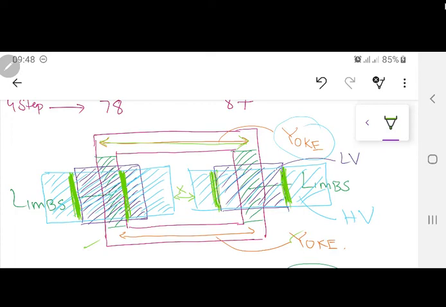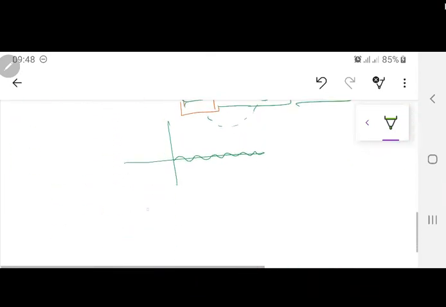The second design procedure, which I also gave you in the second lecture, and which is also in this book, is based on the area of the window. As I told you previously, this area of the window was based on the height of the window and the width of the window. And what was the height of the window?